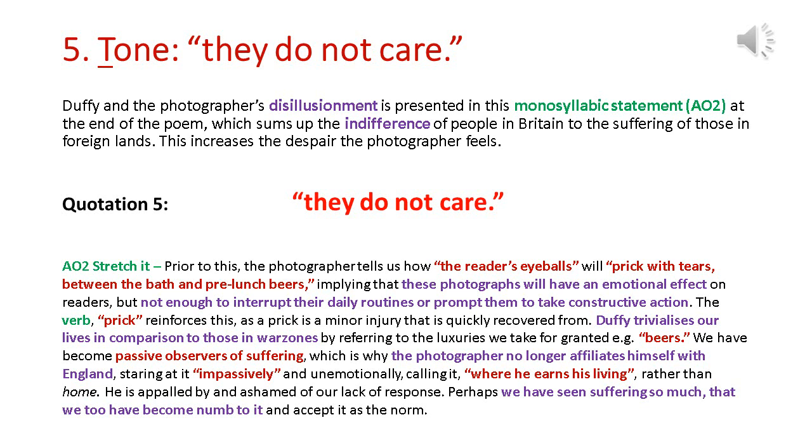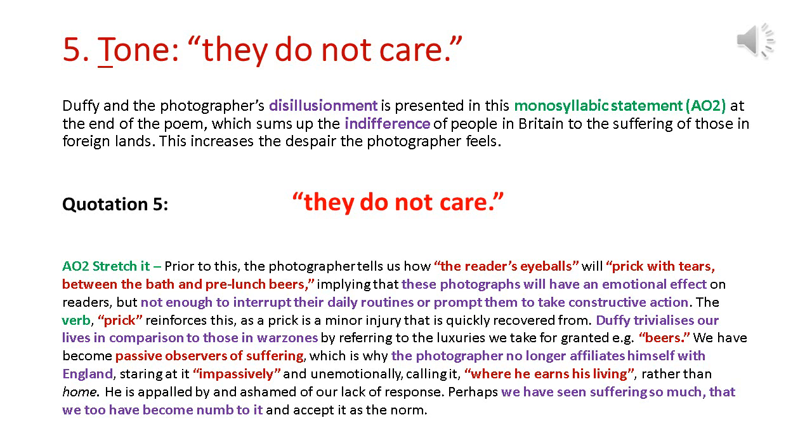The verb prick reinforces that because a prick is a minor injury that's quickly recovered from. And when it's used to describe tears, it suggests that tears will spring to our eyes, but we are able to hold them back. So it's an emotion that we can control. It's almost like we've become numb to these pictures.